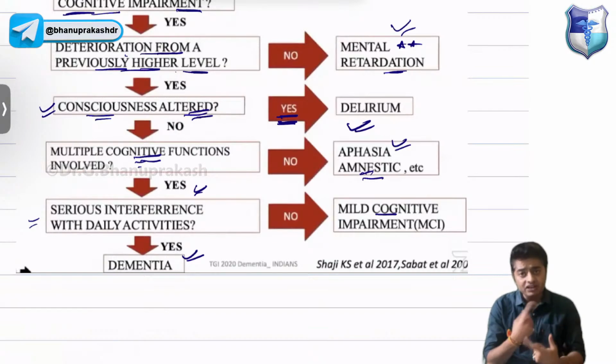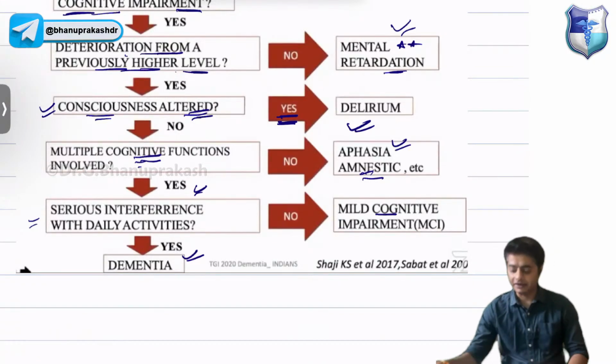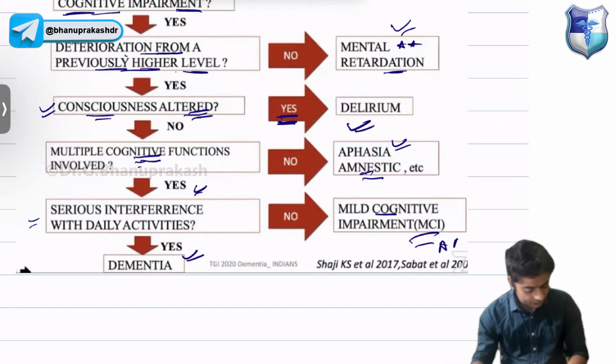Then you will check whether daily activities are affected or not. If daily activity is affected, then it is dementia. If not, then it is MCI.